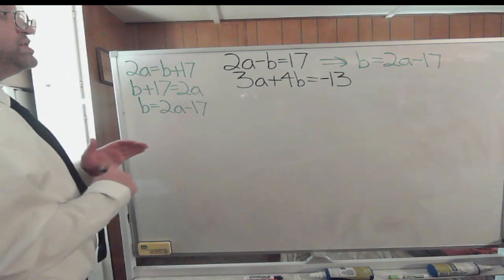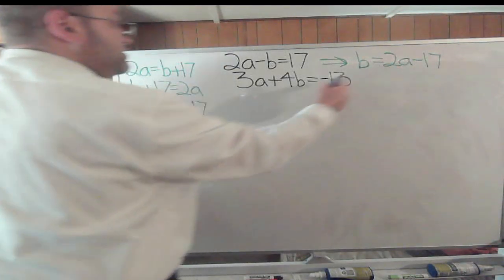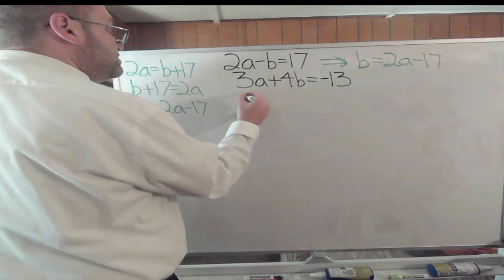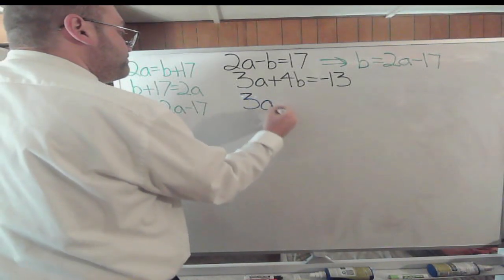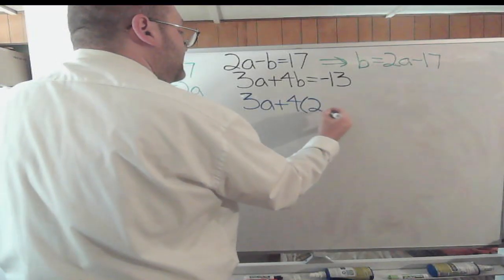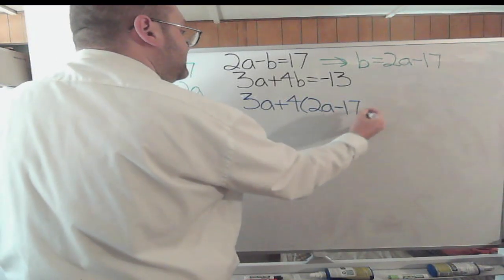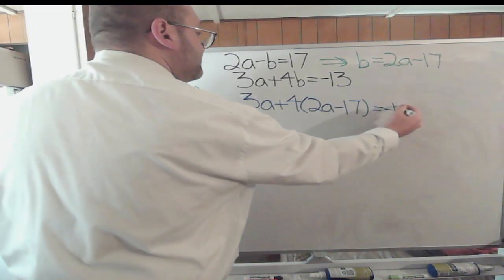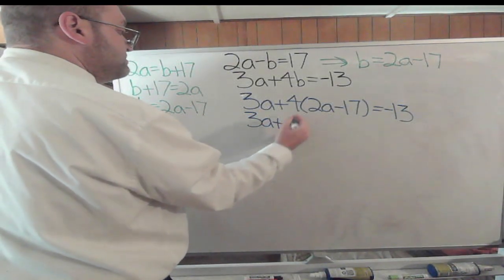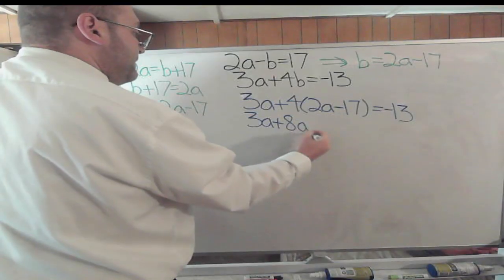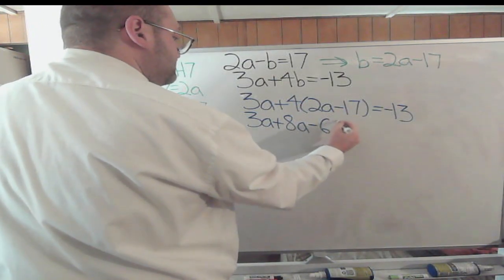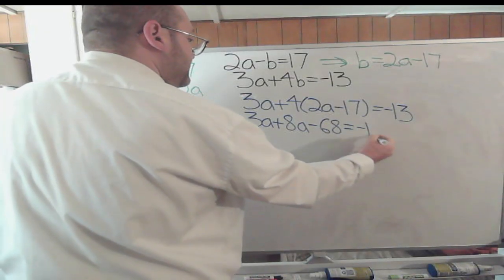Now, what I can do is take this equation here, substitute that in for where I see b in the second equation. So I'll have 3a plus 4 times that value of b, which is 2a minus 17. All that will be equal to negative 13. So then that gives me 3a plus 4 times 2a, which is 8a, minus 4 times 17, which would be 68. That would be minus 68 equal to negative 13.